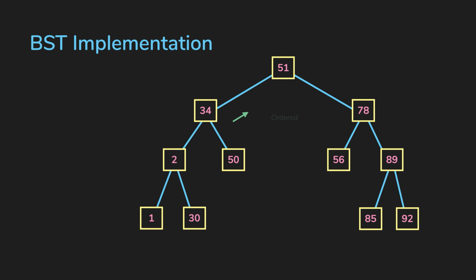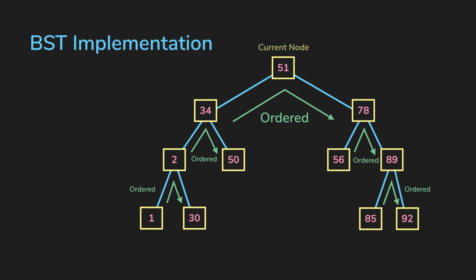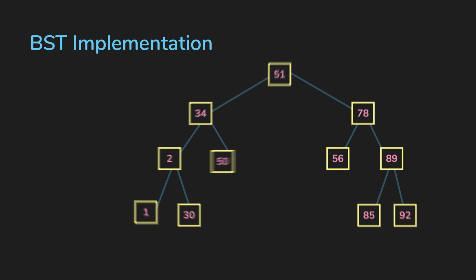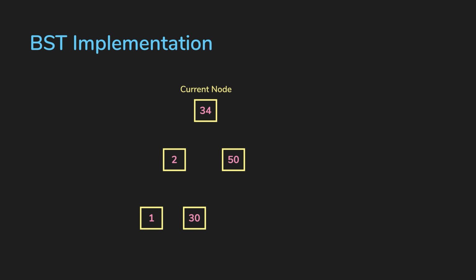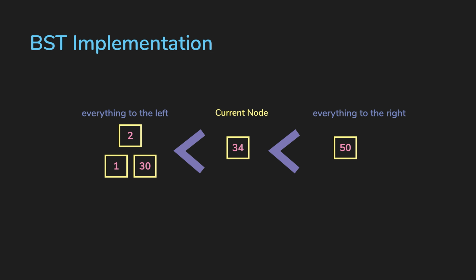Now, to insert a new node into the binary search tree, we need to make sure the tree maintains its ordering properties. That means you'll have to place the node at the right place, where everything in its left subtree is smaller and everything in its right is greater. Let's see how we can do that.